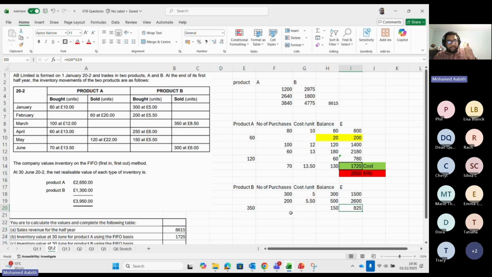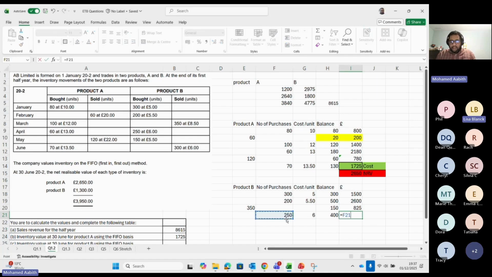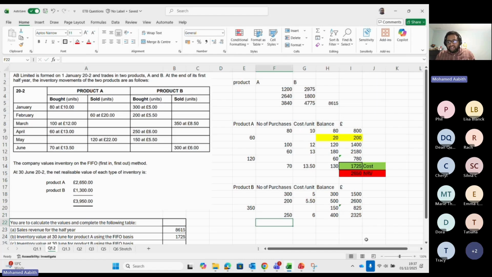Now what we got, we bought further 250 items. I bought further 250 items. They're £6 a pop. So what we got now, 400 units. Once I have 400 units, what is the total value of it? Again, we're going to do a formula. This times that number plus this 825, and it gives you £2,325.